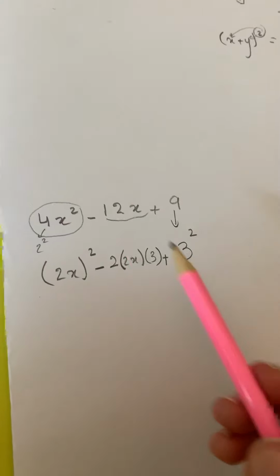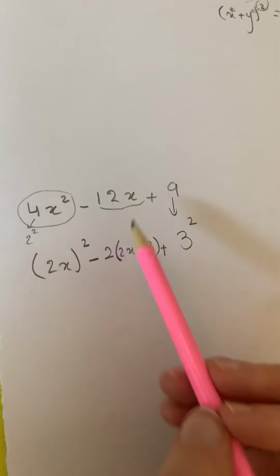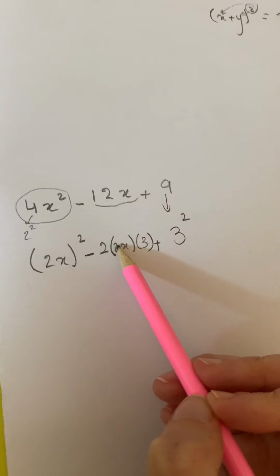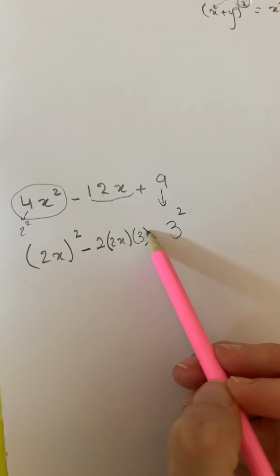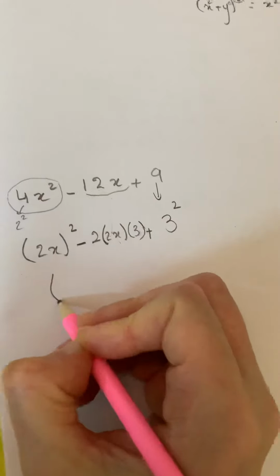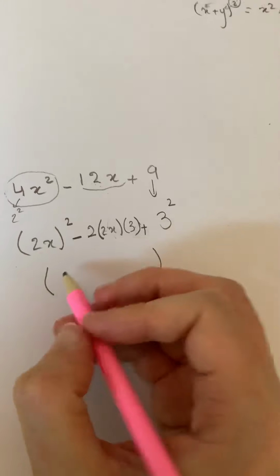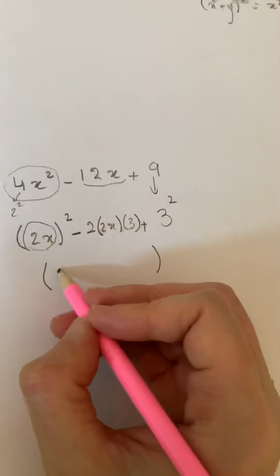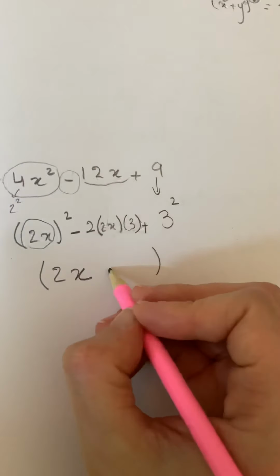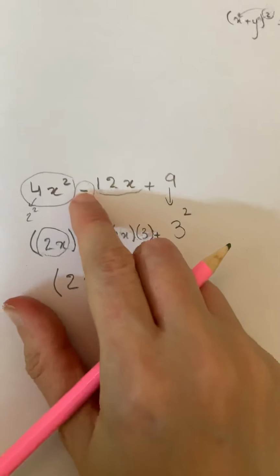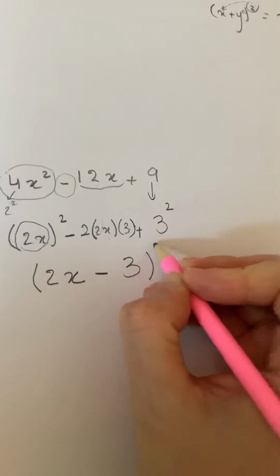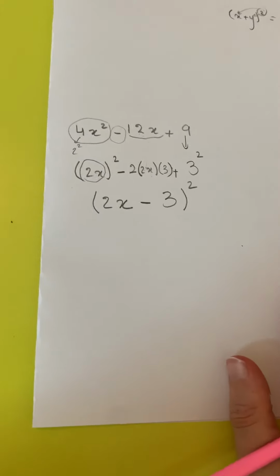Now you ask yourself, is 12 2 times 2 times 3? 2 times 2 is 4, times 3, 12. So yes, it is a perfect square. So you open a parenthesis and you write the first. Now here, since I have a minus, you need to put a minus. If it was a plus, you put a plus. And then the last and the power 2 from outside.